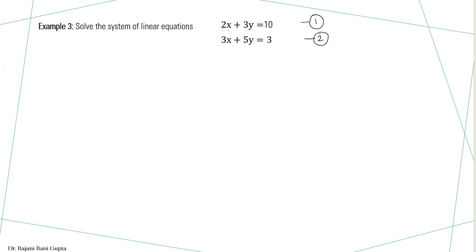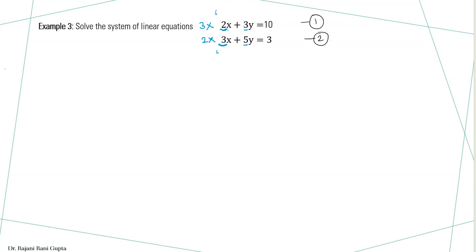For example, suppose you want to eliminate x. What you have to do is multiply this equation by 3 and this equation by 2. How do I decide on 3 and 2? This 3 you multiply here and this coefficient you multiply here. So this gives you 6 here and 6 here also. Now if you want to eliminate y, you have to multiply equation 1 by 5 and equation 2 by 3. You can use either way, both are correct.